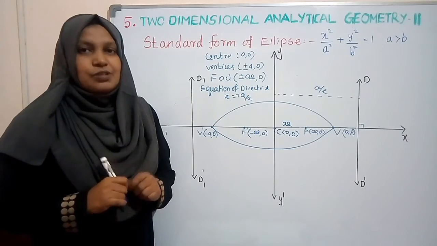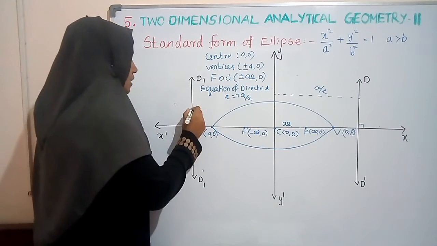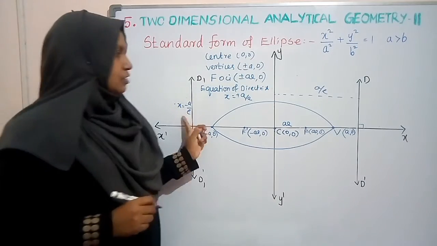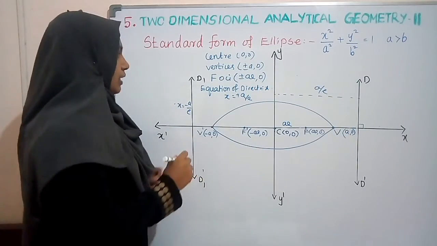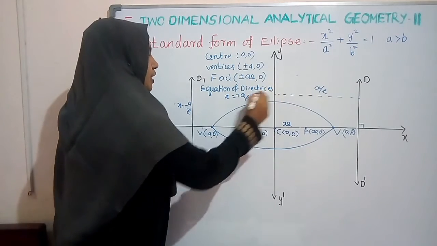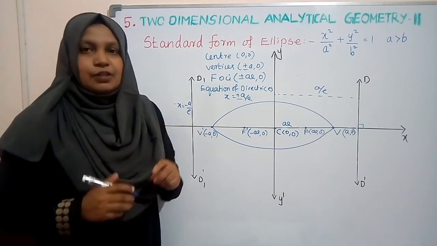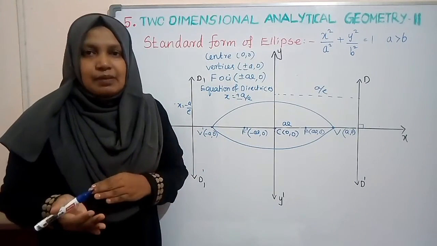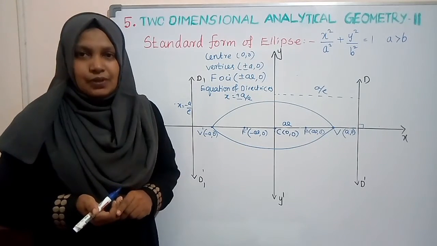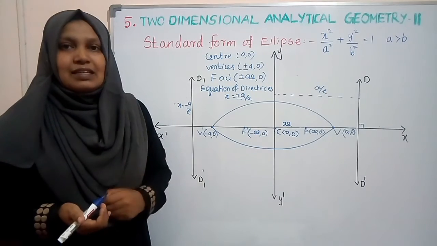On the left side also you have another directrix, that you can mark as x is equal to minus a by e. So together these two directrices can be written as x is equal to plus or minus a by e. When you write separately, x is equal to plus a by e and x is equal to minus a by e.